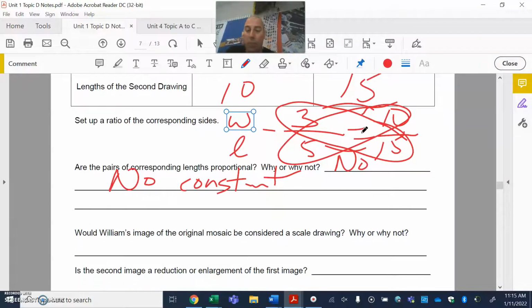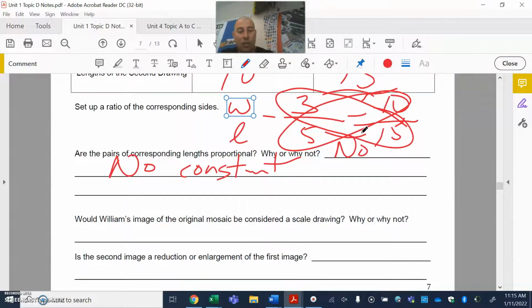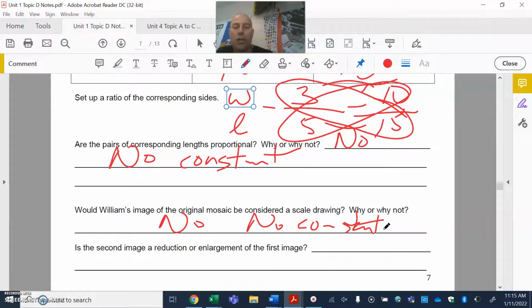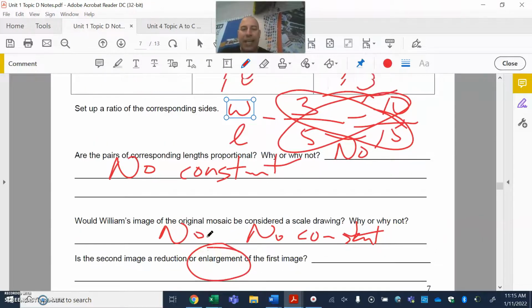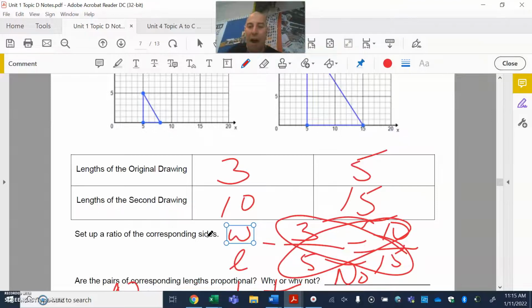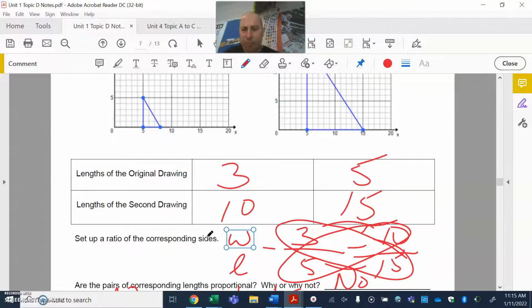So would Williams' image of the original mosaic be considered a scale drawing? No. All right, and again, why not? Again, we're back at the idea of no constants. So is it more of an enlargement or a reduction? Well, yeah, it is an enlargement, but again, it's not proportional. So we're going to be very visual here. Our constant comes out in keeping things organized. And again, focusing on going from the width to the width. Focus on going from that length, that up and down, to that length of going up and down over here as well is what we are after.